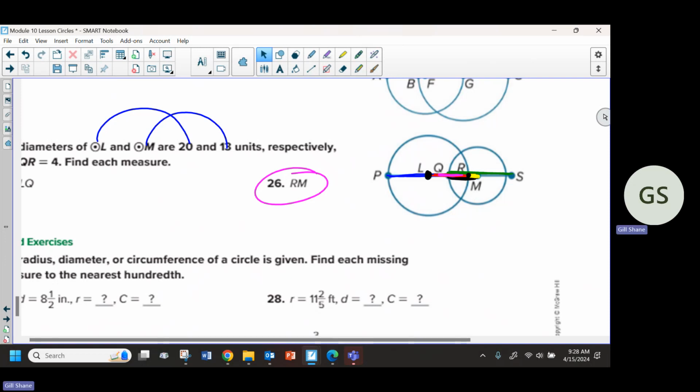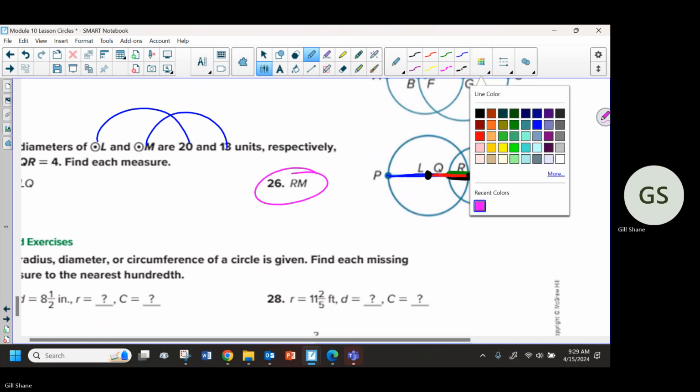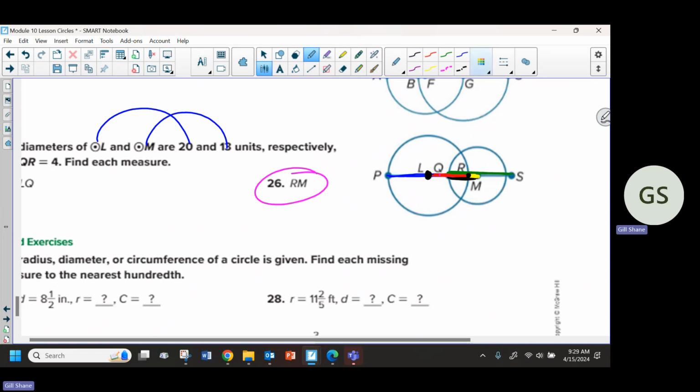It's not a very good spot. Let me see if I can move it a little bit. So from Q to R. Actually, here, let me redraw it. I think that was the right one. So from Q to R would actually be from here because point Q was on the circle. So from Q to R is 4, and it just tells us that right here.